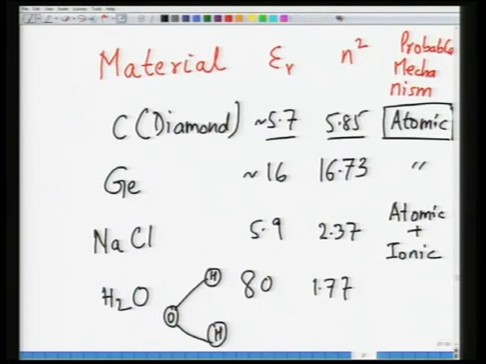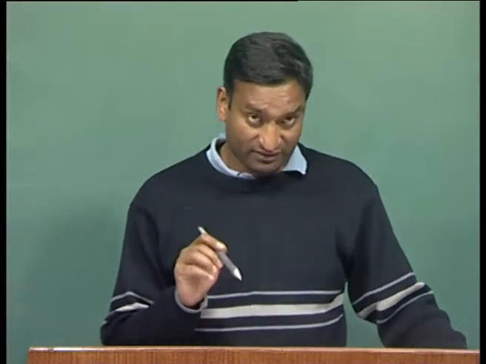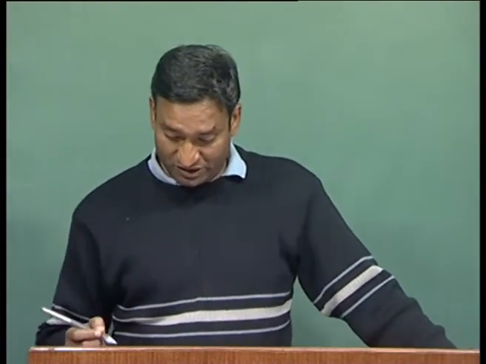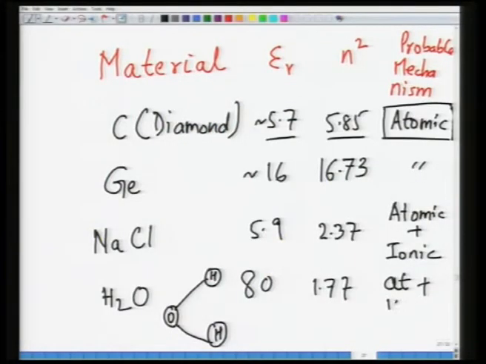I forgot to mention one thing, that most of the dipolar polarization materials tend to show what is called a finite dipole moment. They have a structure which allows them to have a finite dipole moment in the absence of an electric field. That is the important aspect of dipolar materials. So, this will have atomic plus ionic plus dipolar. Okay. I have just given you this table just for a qualitative illustration.